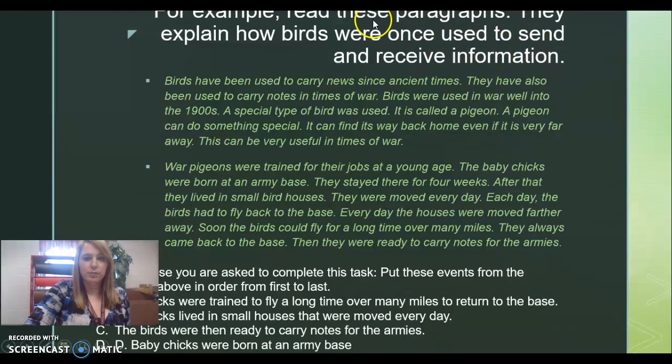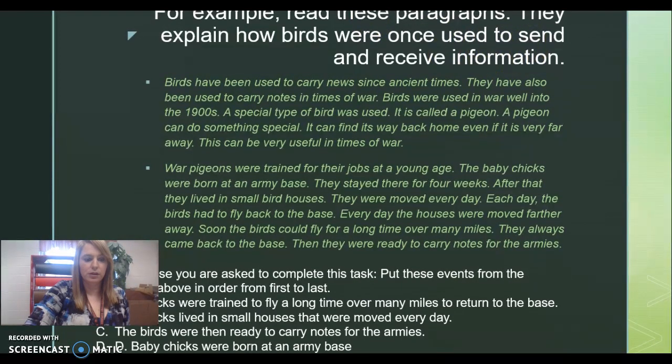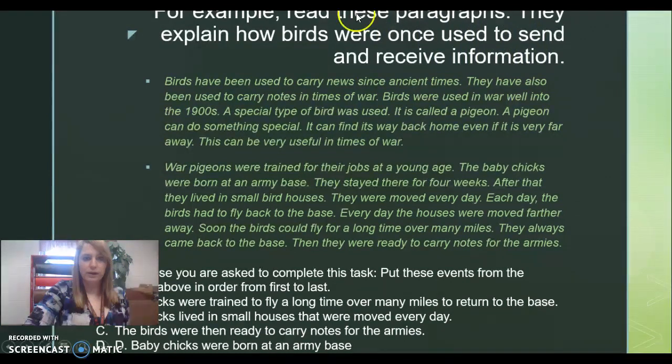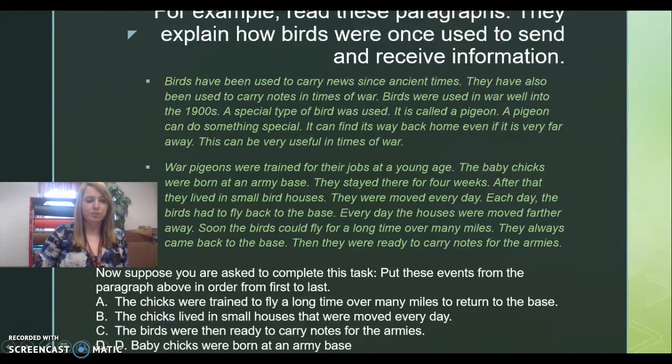So for example, let's see, I think my screen cut off a little bit at the top, but that's okay. It says, for example, read these paragraphs. They explain how birds were once used to send and receive information. So, get this out of the way. There we go. Birds have been used to carry news since ancient times. They've also been used to carry notes in times of war. Birds were used in war well into the 1900s.